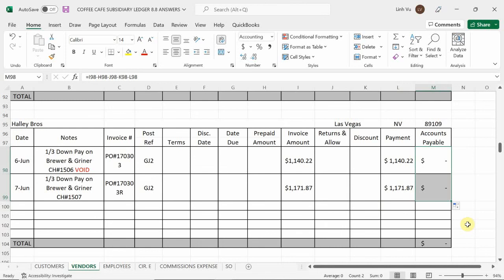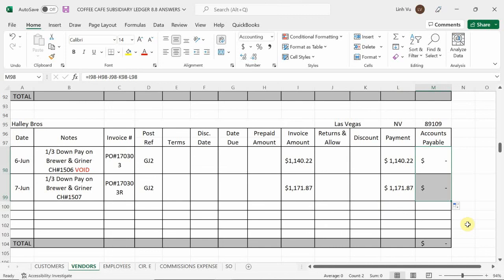But in this case, I'm not looking at their books. I'm looking at my books. Do I owe Hallie Bros anything? No, I do not. And this is proof that check number 1507 is for $1171.87, as opposed to the previous one, check number 1506, which was for $1140.22. So again, make sure you have a fine difference so that when you look at the invoice or the bill that they send you, it's for the correct amount and the correct check.